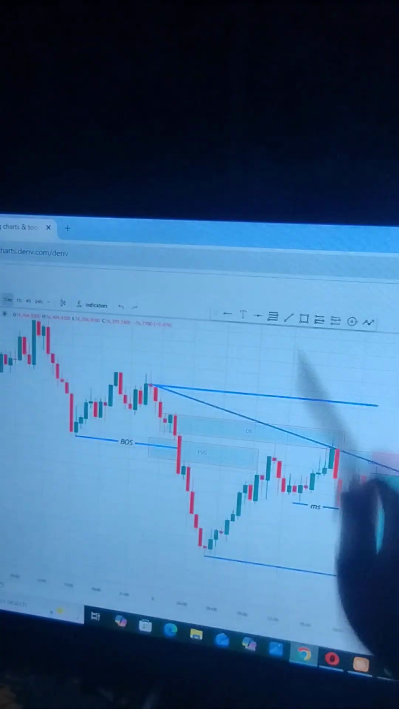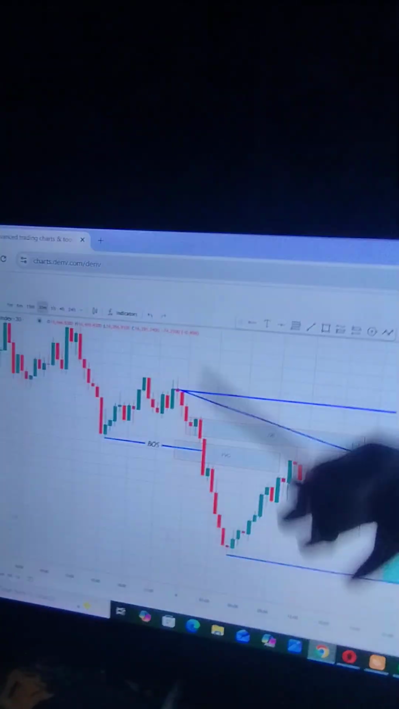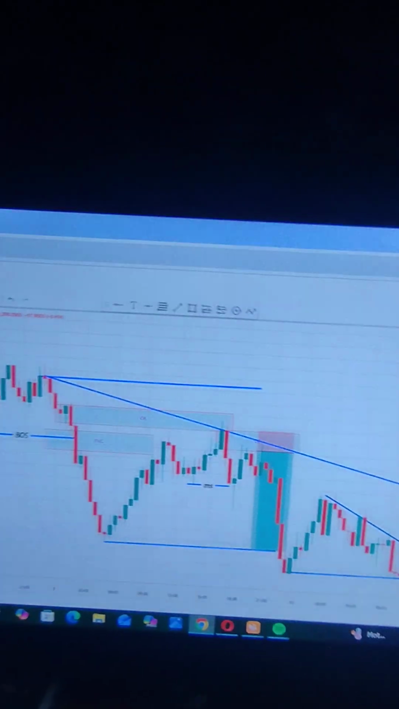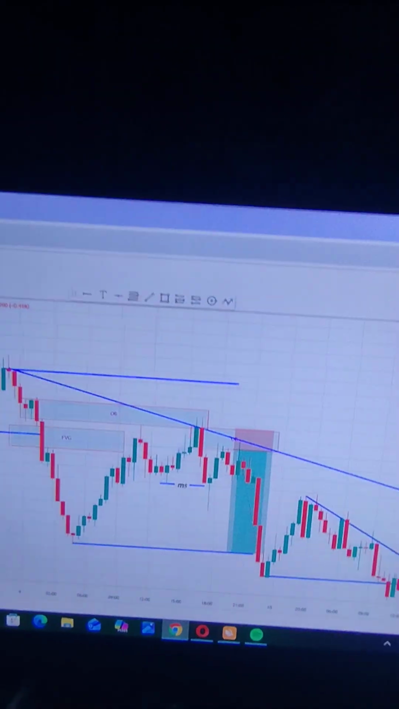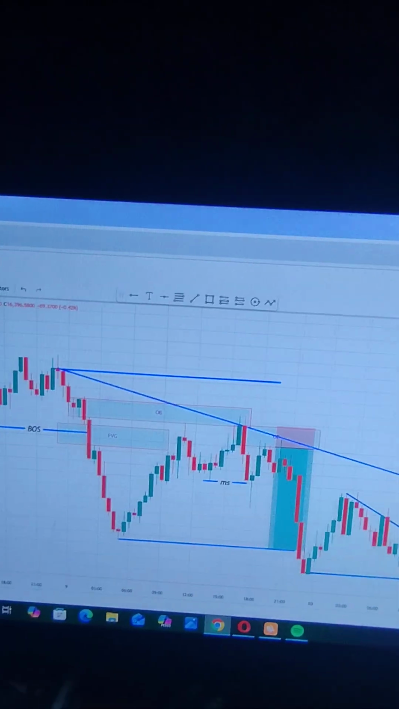So first thing first, what you need to identify on your clean chart, you just go to your 30 minutes. Why are we using 30 minutes? Because we want to see things happening fast. You want to enter the market and go out of the market fast. We don't want to hold the market for long.